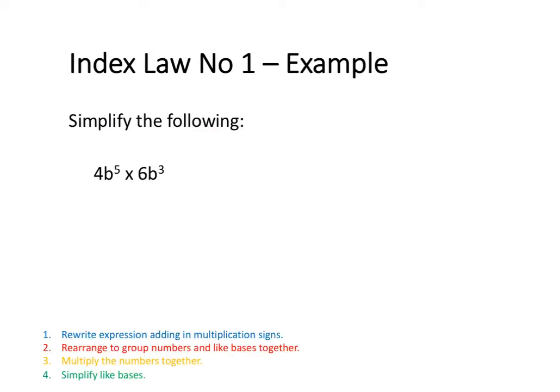So in our first example, we want to multiply 4b to the power of 5 and 6b to the power of 3. So the first step is to rewrite that expression, adding in any multiplication signs. And I know there's going to be a multiplication sign in between the 4 and the b, and one in between the 6 and the b. So when I rewrite it, I'm going to write 4 times b to the power of 5 times 6 times b to the power of 3.